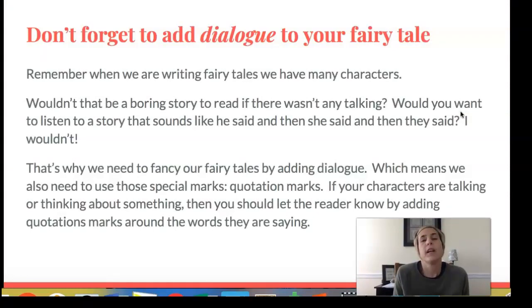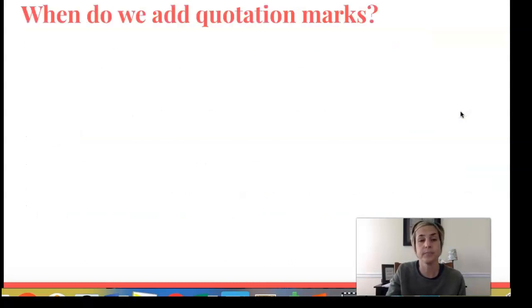Remember when writing your fairy tales, you have many different characters. Wouldn't that be very boring if there wasn't any talking? Would you want to listen to a story that sounds like he said, and then she said, and then they said? I sure wouldn't. So that's why we need to fancy our fairy tales by adding that dialogue, which means we need to use those special marks, quotation marks. If your characters are talking or even thinking about something, you should let your reader know by adding those quotation marks around the words that they're saying.